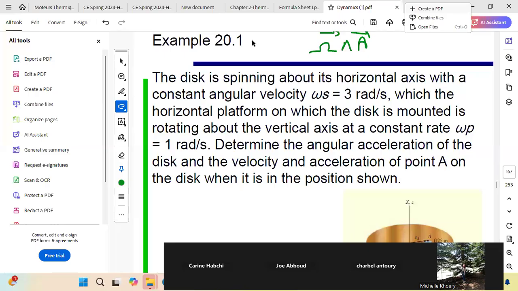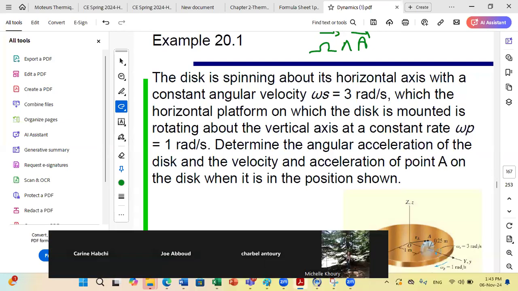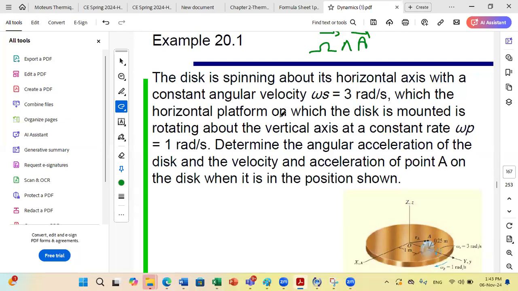Let us do the following example to practice on this idea. A disk is spinning about its horizontal axis with a constant angular velocity omega s equals 3 radian per second, while the horizontal platform on which the disk is mounted is rotating about the vertical axis at a constant rate of 1 radian per second. Determine the angular acceleration of the disk and the velocity and acceleration of point A on the disk when it is in the position shown.